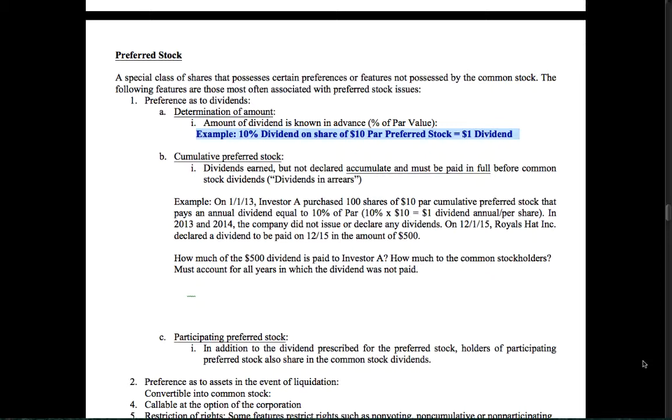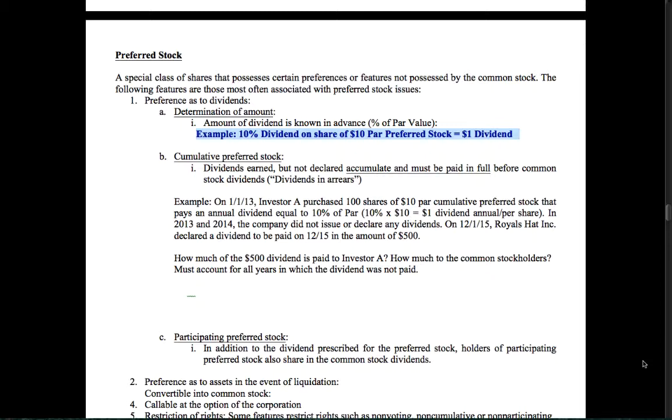And the example we have here, on January 1st, 2013, Investor A purchased 100 shares of $10 par cumulative preferred stock that pays an annual dividend equal to 10% of par. And I've given you the math there as $1 dividend annually per share. In 2013 and 14, the company did not issue or declare any dividends. On December 1st, 2015, they declared a dividend to be paid on 12/15 in the amount of $500.